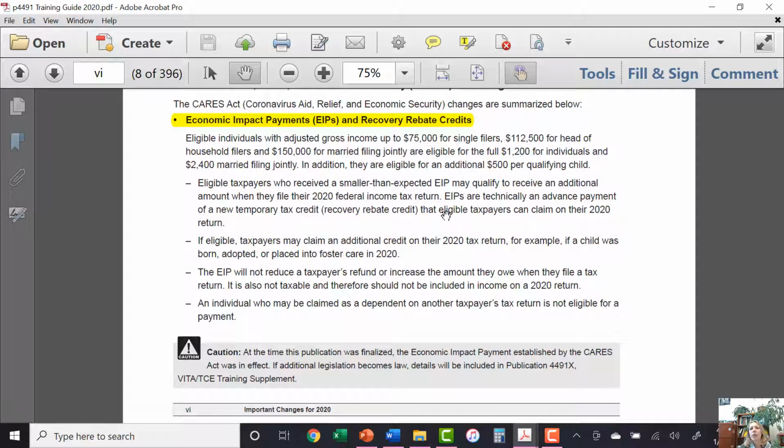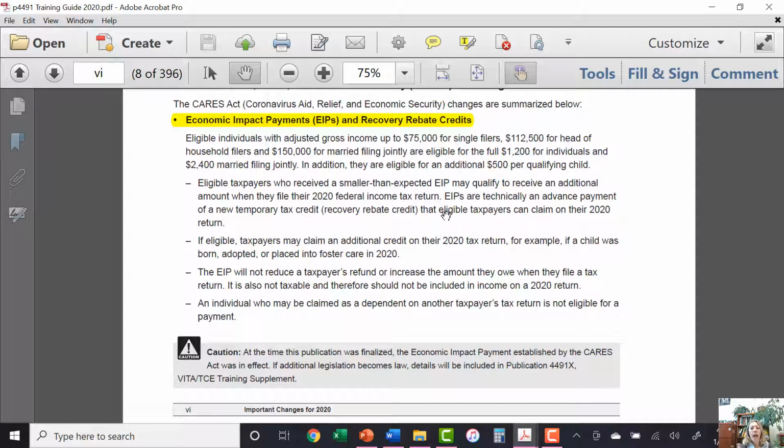So not everybody qualifies for the recovery rebate credit, just those people who didn't get the full amount of the stimulus payment they should have received. So that's new. That's something different that we're going to have to make sure that we deal with on every return. But we have to ask the question on every single return.